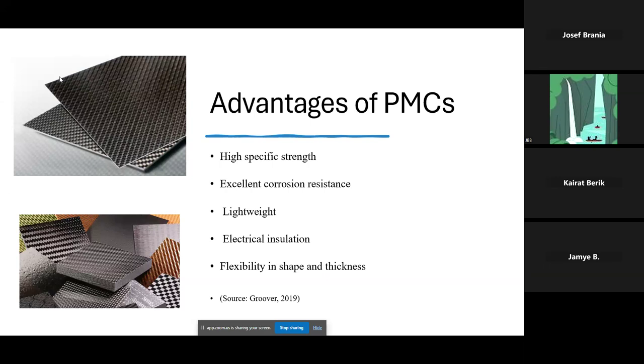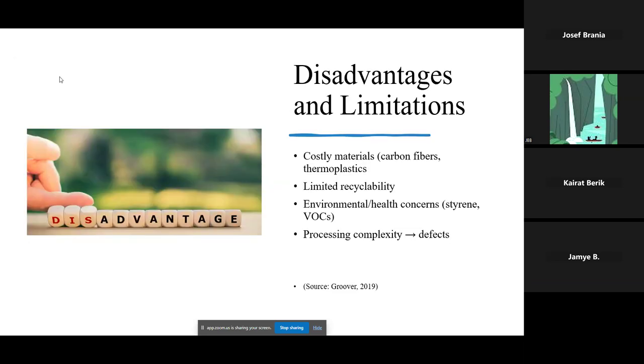Advantages of PMCs: high specific strength, excellent corrosion resistance, lightweight, electrical insulation, and flexibility in shape and thickness. Disadvantages and limitations: costly materials like carbon fibers and thermoplastics, limited recyclability, environmental or health concerns such as styrene and VOCs, and processing complexity, which is the defects.